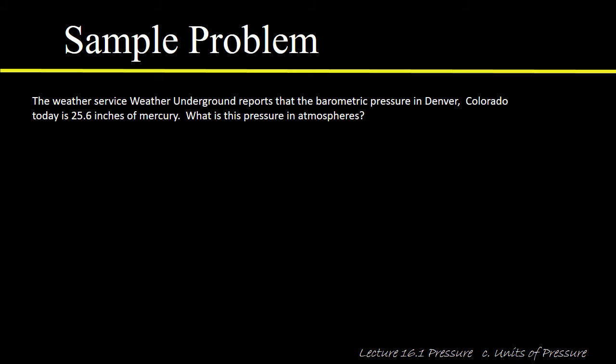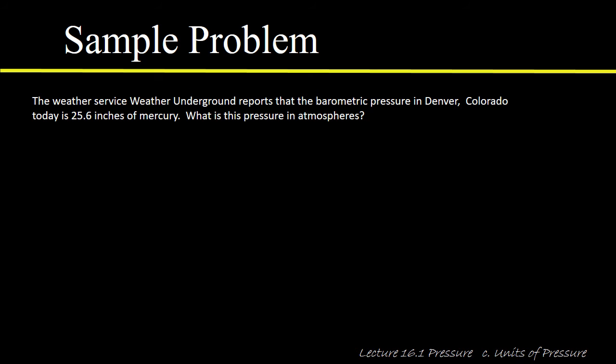All right, here's another one. This deals with barometric pressure and weather forecasts. It says the Weather Service Weather Underground reports that the barometric pressure in Denver, Colorado is 25.6 inches of mercury. What is this pressure in atmospheres?